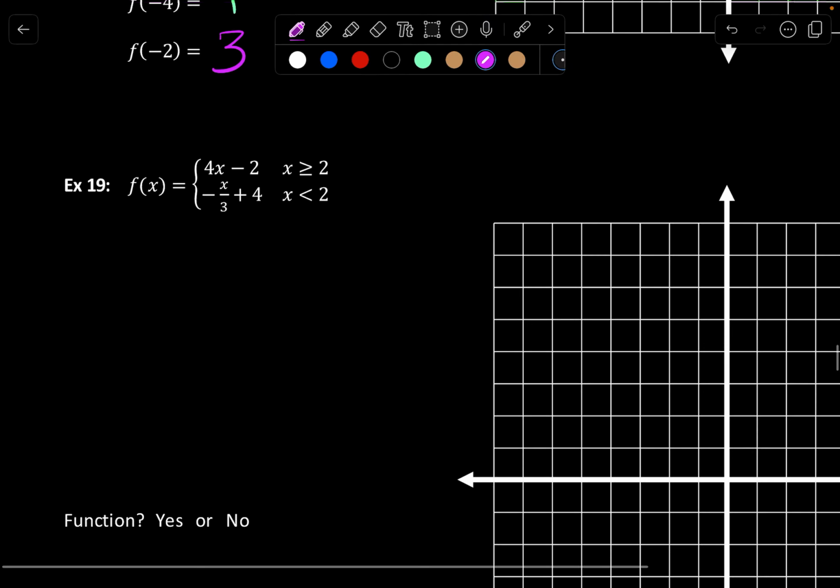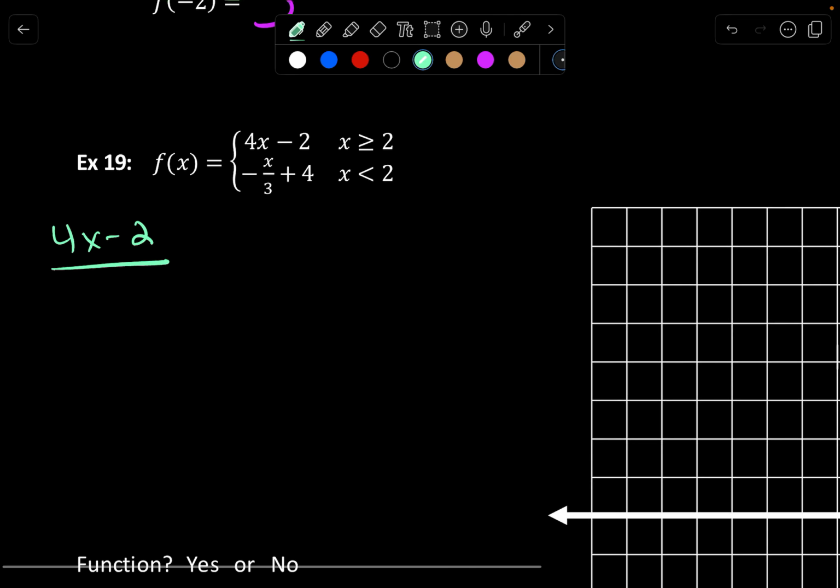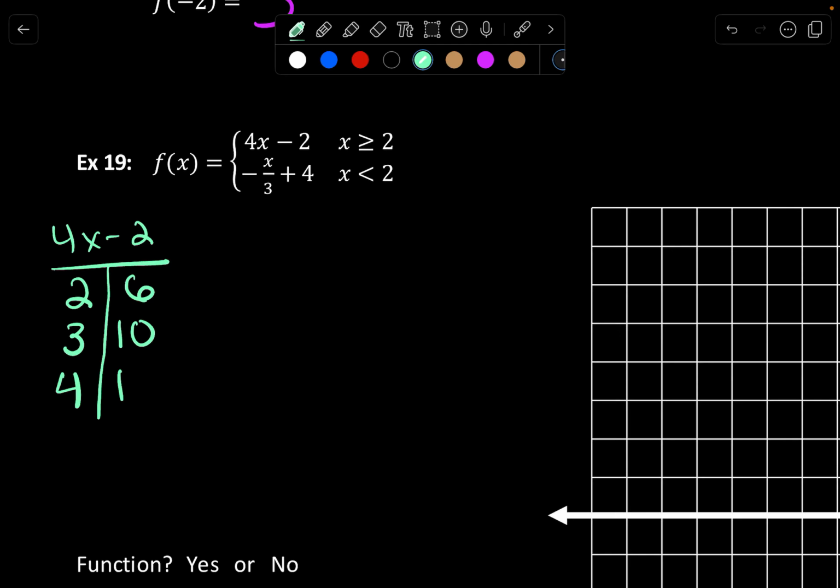Okay, next one. With this one, we'll have 4x minus 2 and negative x over 3 plus 4. So let's start with the first one like we did before. So we'll have 4x minus 2. Where these two pieces relate is going to be at x equals 2. So I'll start with that point. And this first one is specifically for when x is greater than or equal to 2. So I'm going to go 2, 3, 4. When I plug in 2, I get 6. Plug in 3, you get 10. Plug in 4, you get 14.